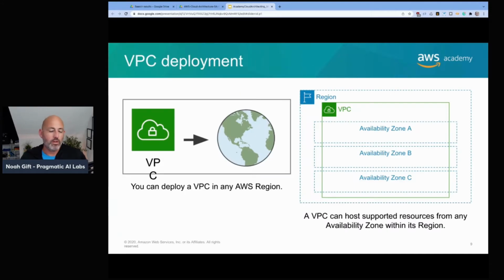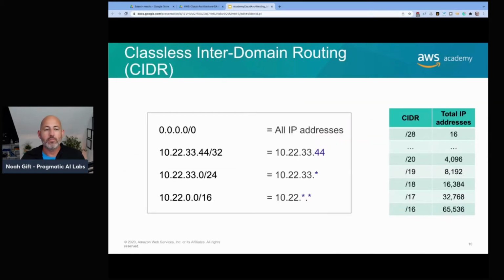A VPC deployment means that you can deploy a VPC in any region as well. So this could be, for example, in South America or Europe or East Coast or West Coast or whatever you want to deploy. And then in particular, there are these availability zones, which are physically distinct locations that allow you to architect things that are highly available.